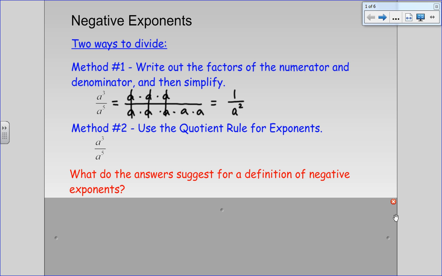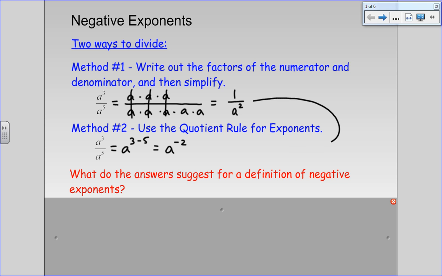Method number 2 is to use the quotient rule, which states that when dividing powers having the same base, we keep the base and subtract the exponents. So in this case, we have a to the power of 3 minus 5, which is a to the negative 2 power.